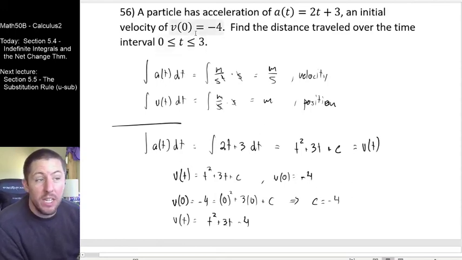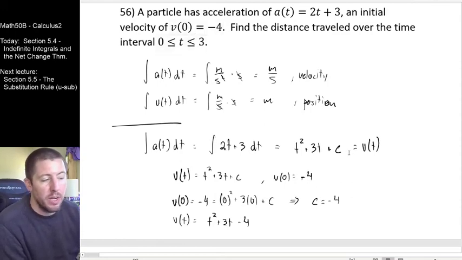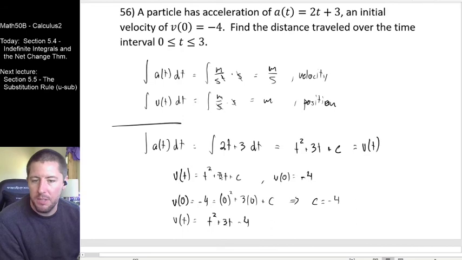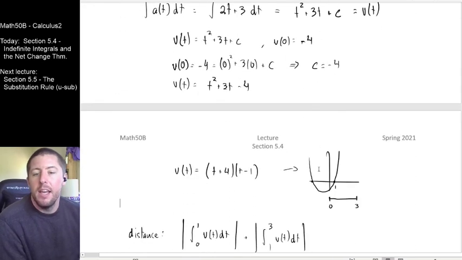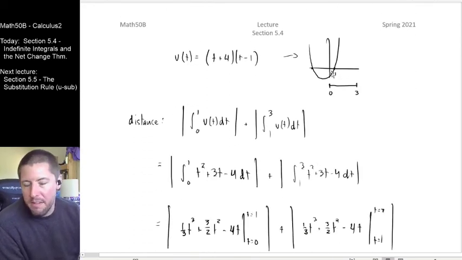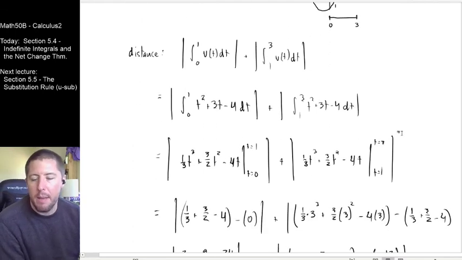We needed to know an initial condition for velocity, or else we were going to be stuck with that constant of integration. Since we had the initial condition, we were able to get a full velocity equation. And integrating velocity over a time interval will give you our displacement, but we broke it down over the moving left parts and the moving right parts to get our total distance traveled, separating these up with our absolute values right here.